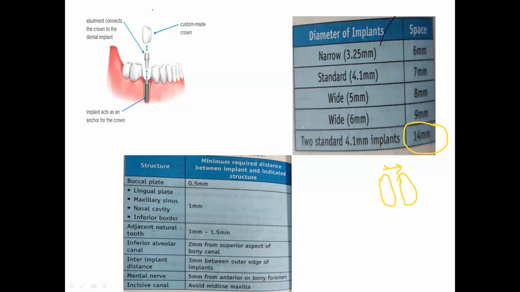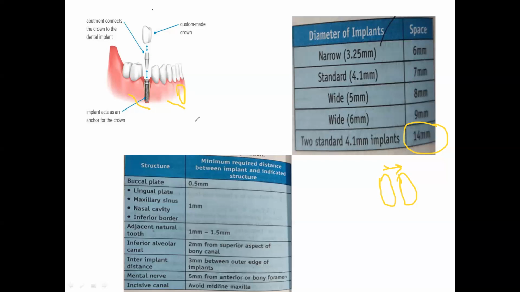Again, in the anterior region, if I'm going to give the implant, I shall be very careful about the other nerves, like I was taking care of the inferior alveolar nerve in the posterior region. Similarly, when I go forward and give an implant, I shall be very cautious about the mental nerve and incisive canal.